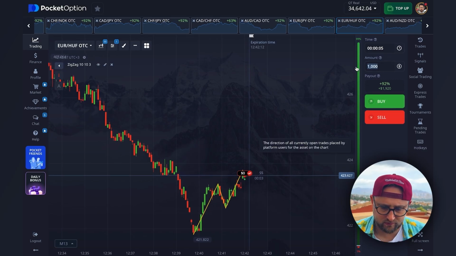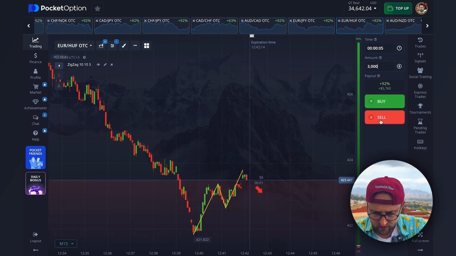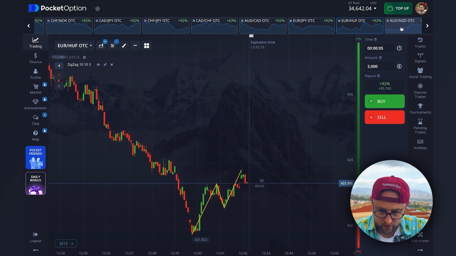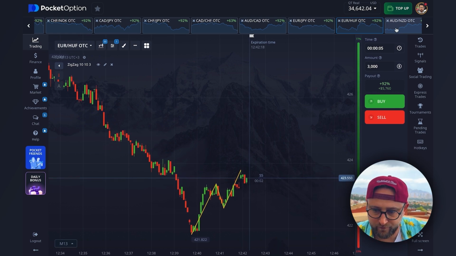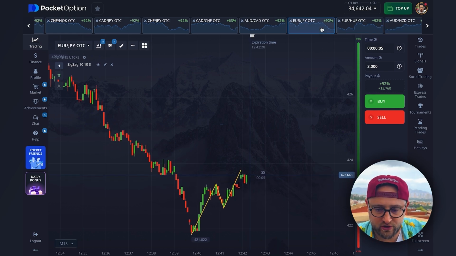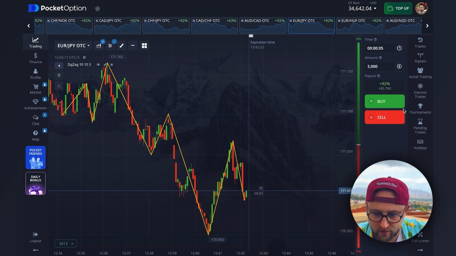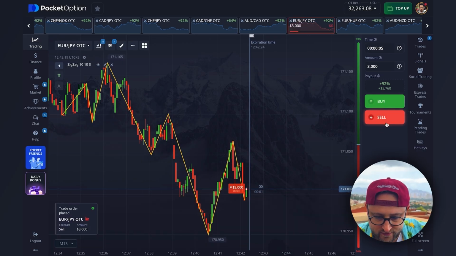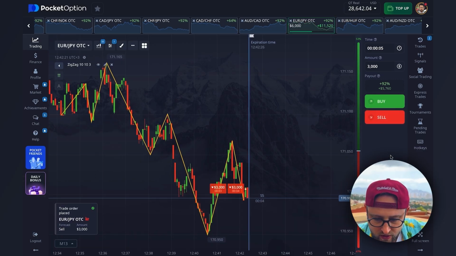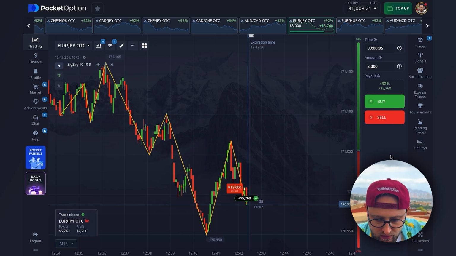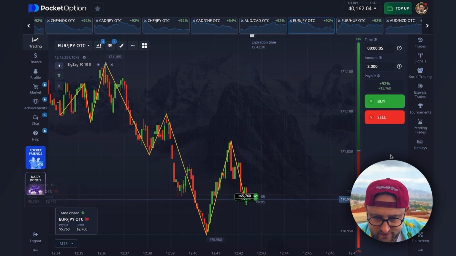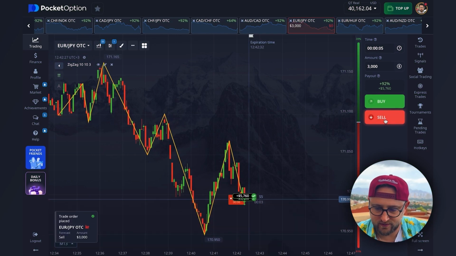Okay, it's another loss, but we will just follow the strategy and find a solid entry point like this one, for example. For me, it's good. And it's a solid profit, guys.